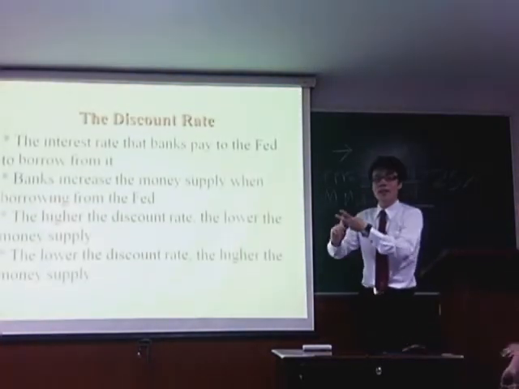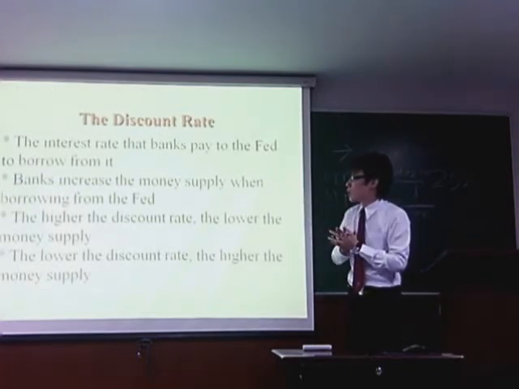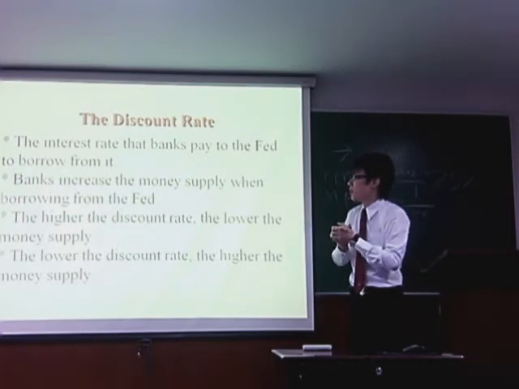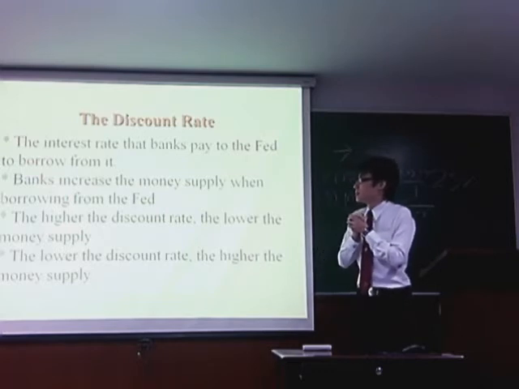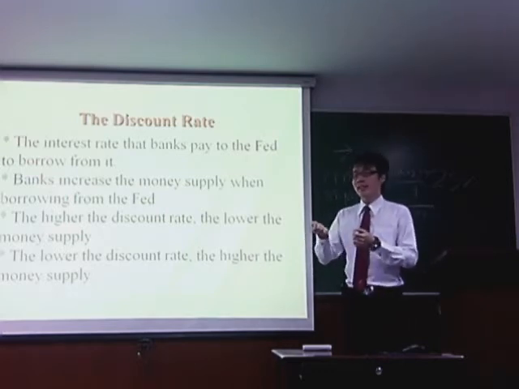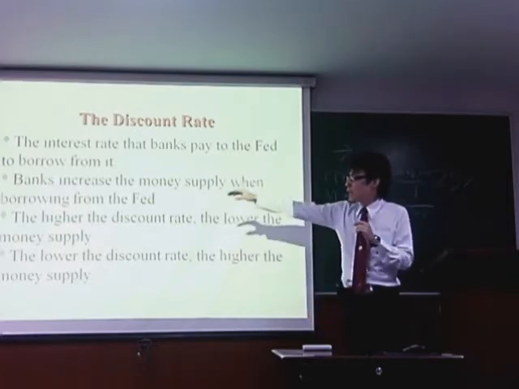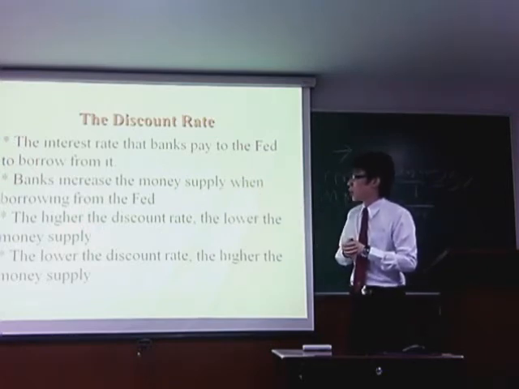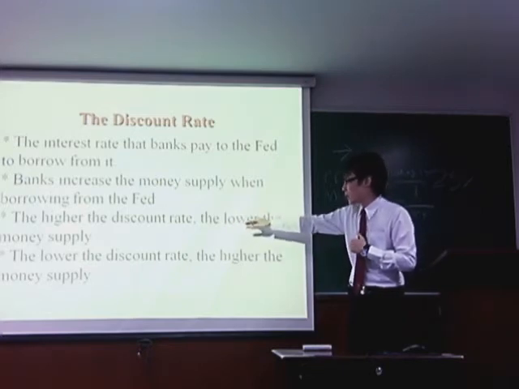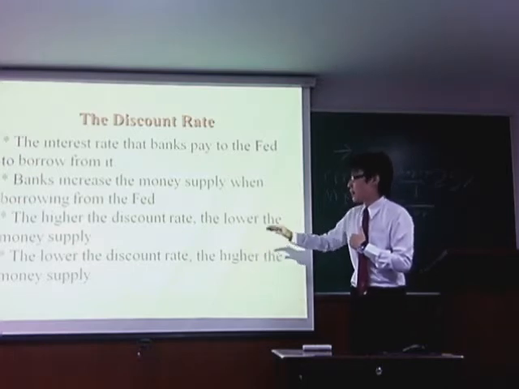Now we're talking about our second tool, the discount rate. We still got some more time. Discount rate is the interest rate that banks pay to the Fed to borrow from it. It's that special interest rate because the Fed acts as the banker's bank. So when you borrow money from it, you're charged interest. Banks increase the money supply when they borrow from the Fed. Okay, the higher the discount rate, the lower the money supply, and vice versa. The lower the discount rate, the higher the money supply.